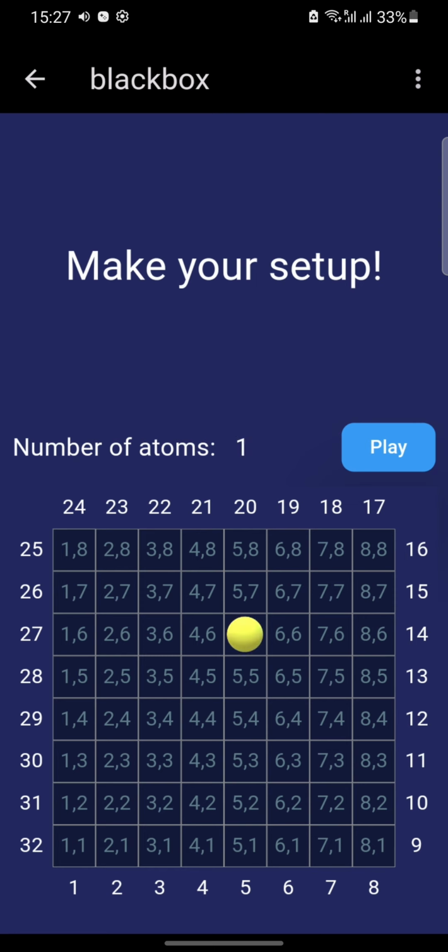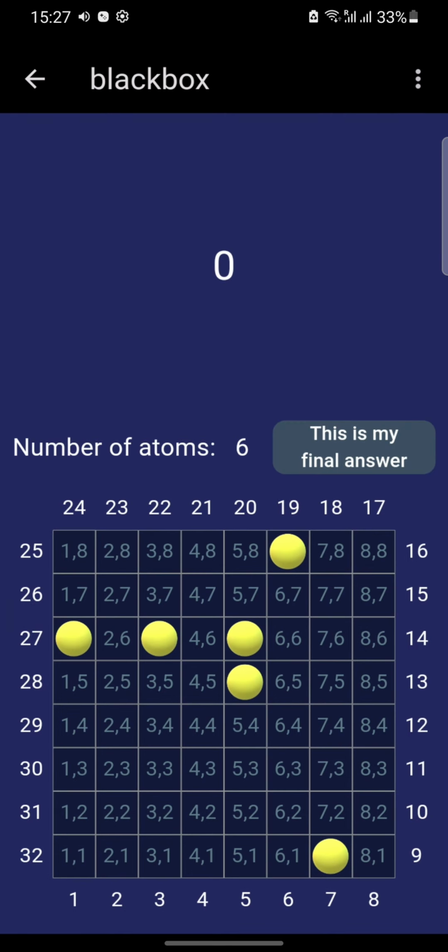I put one here. Let's just put one there. And one there. And one there and there. And one there. And one there. Yeah, okay, play. Now I can see the atoms, you see. This is just for illustration. It would be really boring to play like this, because now you see the answer.